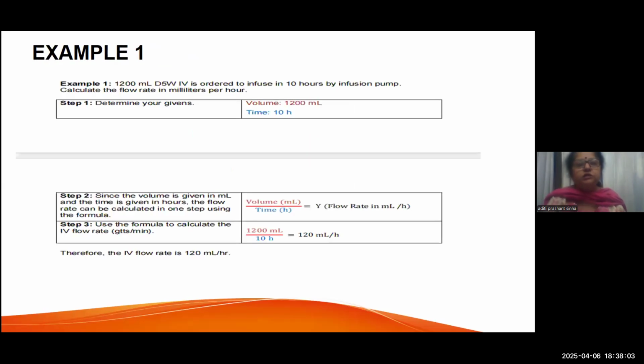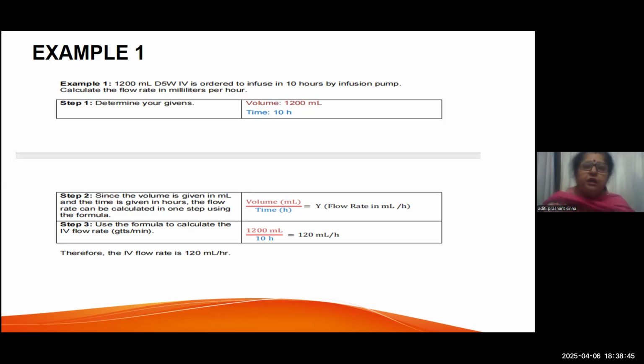So here, just look at an example: 1200 ml of 5% dextrose is ordered to infuse in 10 hours by the infusion pump. Calculate the flow rate in milliliters per hour. Now, how am I going to do so? Volume is 1200 ml. Time is 10 hours. Since the volume is given in ml and the time in hours, you can calculate in one step using the formula. That means 1200 divided by 10 is equal to 120 ml per hour. So the IV flow rate I will give to this infusion pump is 120 ml per hour.